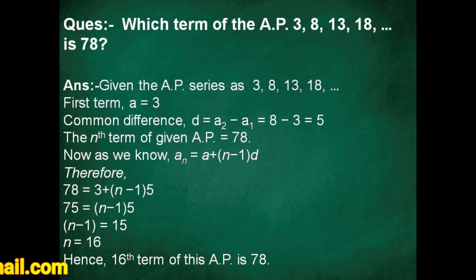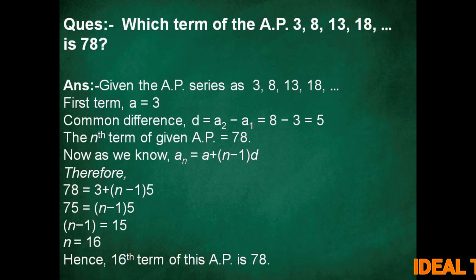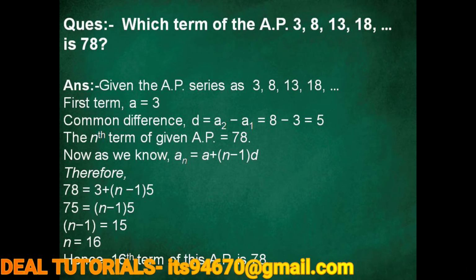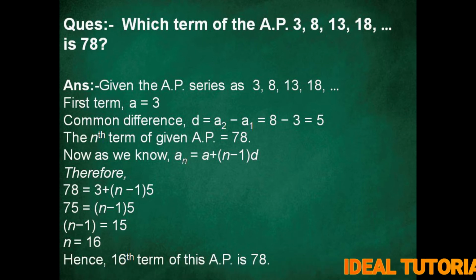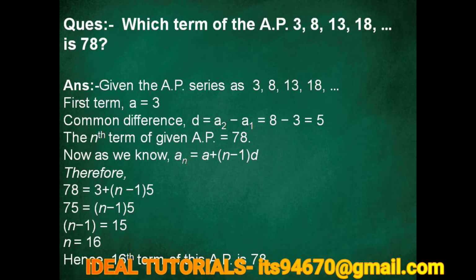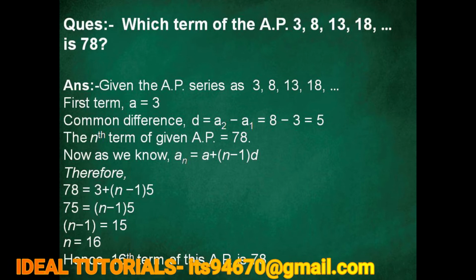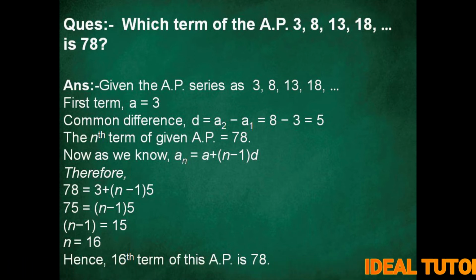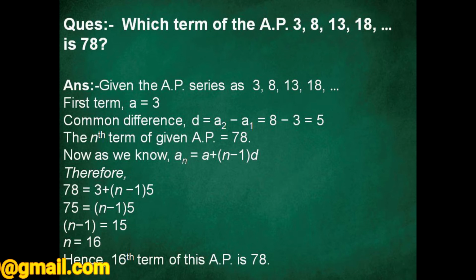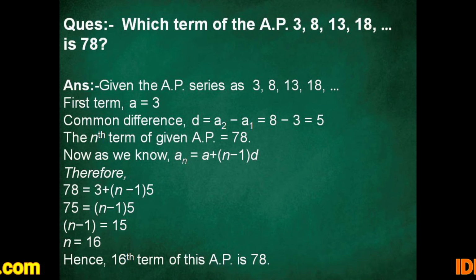Let us take an example. Which term of the AP 3, 8, 13 is 78? Now here, look at the series. a is 3, the common difference is 5 and the nth term given is 78. Now put in the formula an is equal to a plus n minus 1 into d. Put all the values and then find the value of n. We get n is equal to 16. Here the 16th term of the AP is 78.